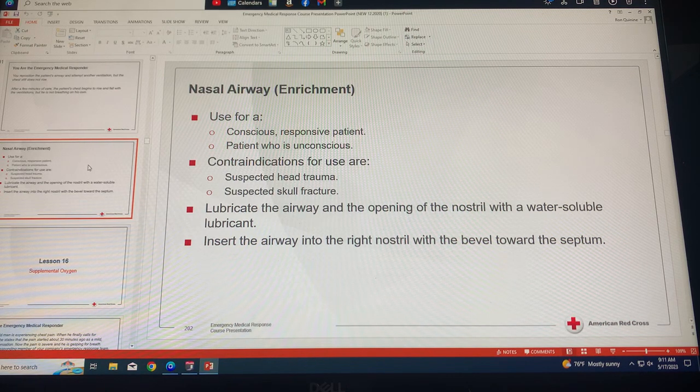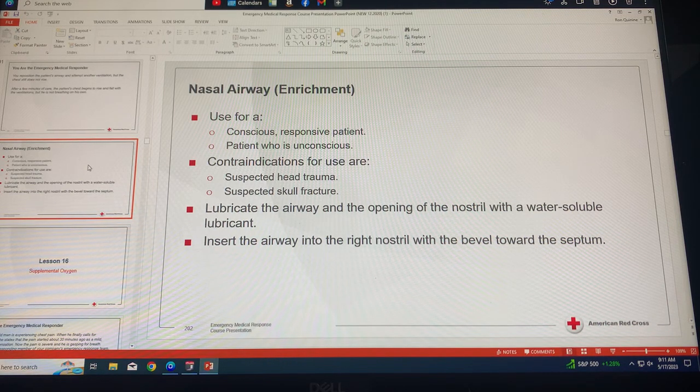Insert the NPA into the right nostril with the bevel toward the septum, the wall of tissue that separates the nostrils. Advance the NPA gently, straight in, not upward, until the flange rests on the nostril. If you feel even minor resistance, do not force the NPA. If you cannot get the NPA to pass easily, remove it and try the other nostril.